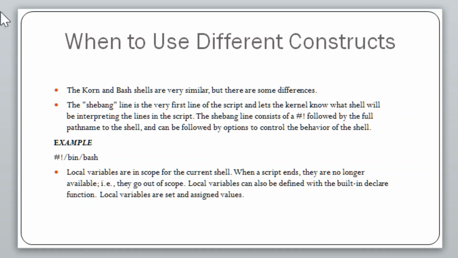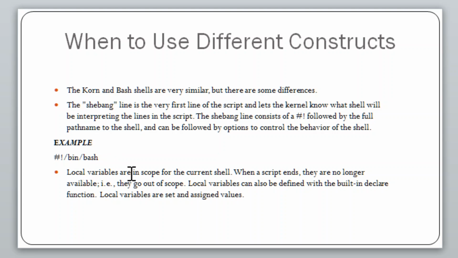But as you see here, it tells the script what shell it's going to be using to interpret the script. So it is really important that you put the right shebang. The shebang line consists of a hashtag or pound sign and then an exclamation point followed by the full path name to the shell. So you see me put /bin/bash here, just like this one. You can also do Korn shell.